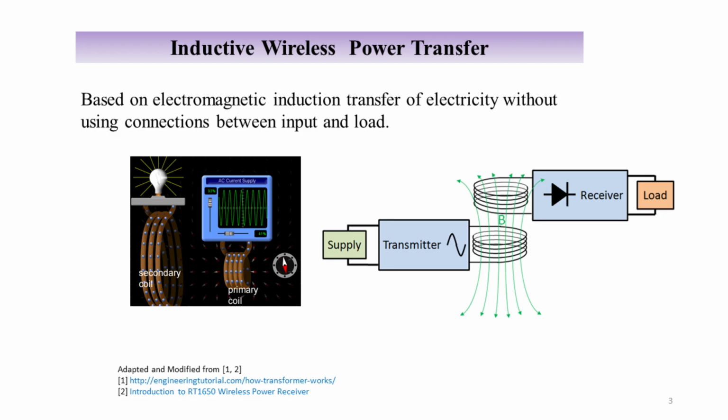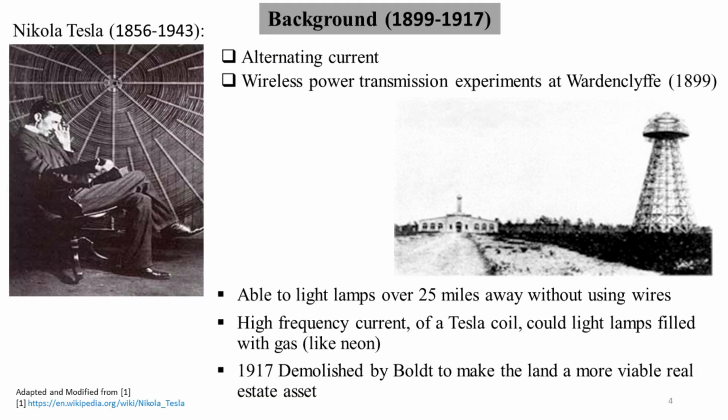At its core, inductive WPT is based on electromagnetic induction, allowing power transfer without physical connectors. It involves a transmitter with a primary coil and a receiver with a secondary coil. When alternating current flows in the primary, it generates a magnetic field, inducing a voltage in the secondary to power the load. The visionary Nikola Tesla pioneered this concept in the early 1900s.